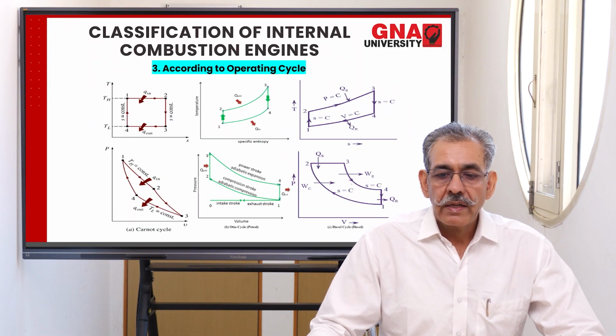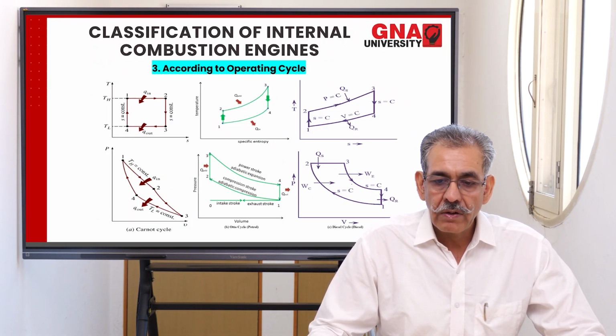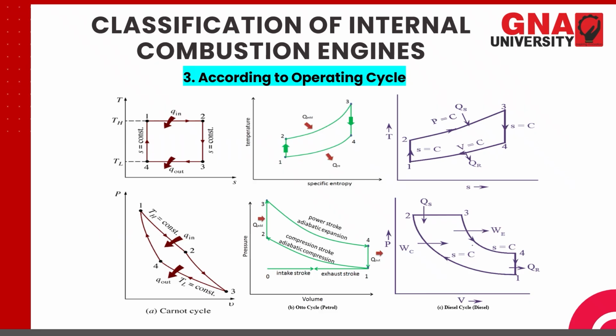Next is the classification of engines according to operating cycle. You might have studied the Carnot cycle in thermodynamics. In this, we have 2 isentropic processes and 2 isothermal processes. 1 to 2 is isothermal heat addition, 2 to 3 is isentropic expansion, 3 to 4 is isothermal heat rejection, and 4 to 1 is isentropic compression.